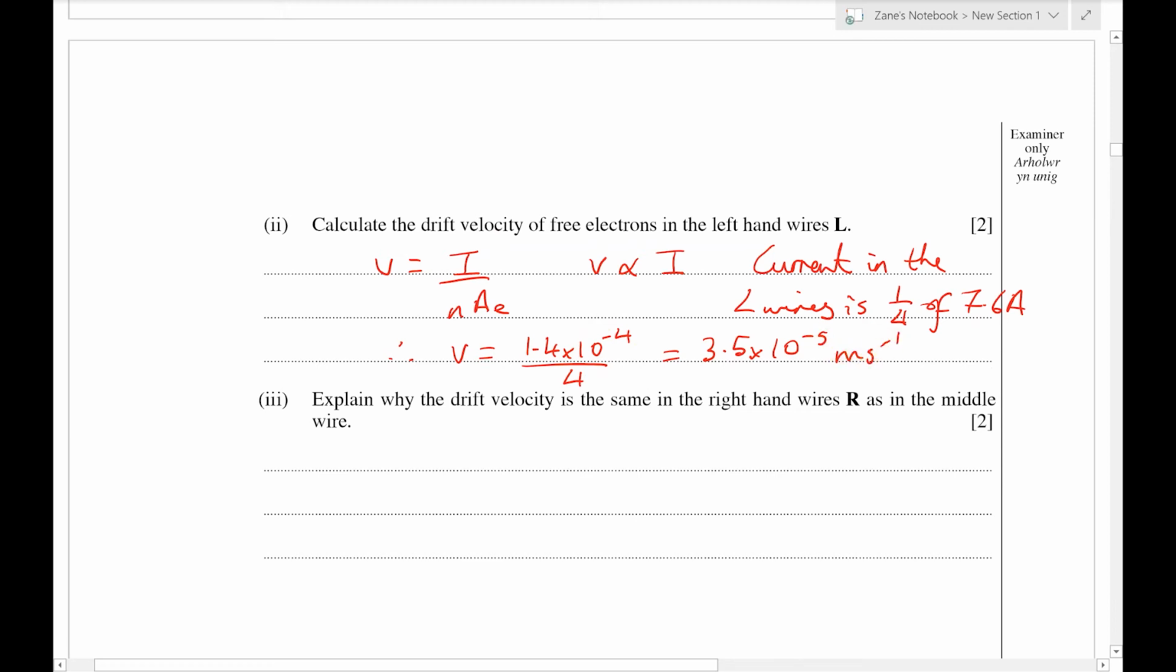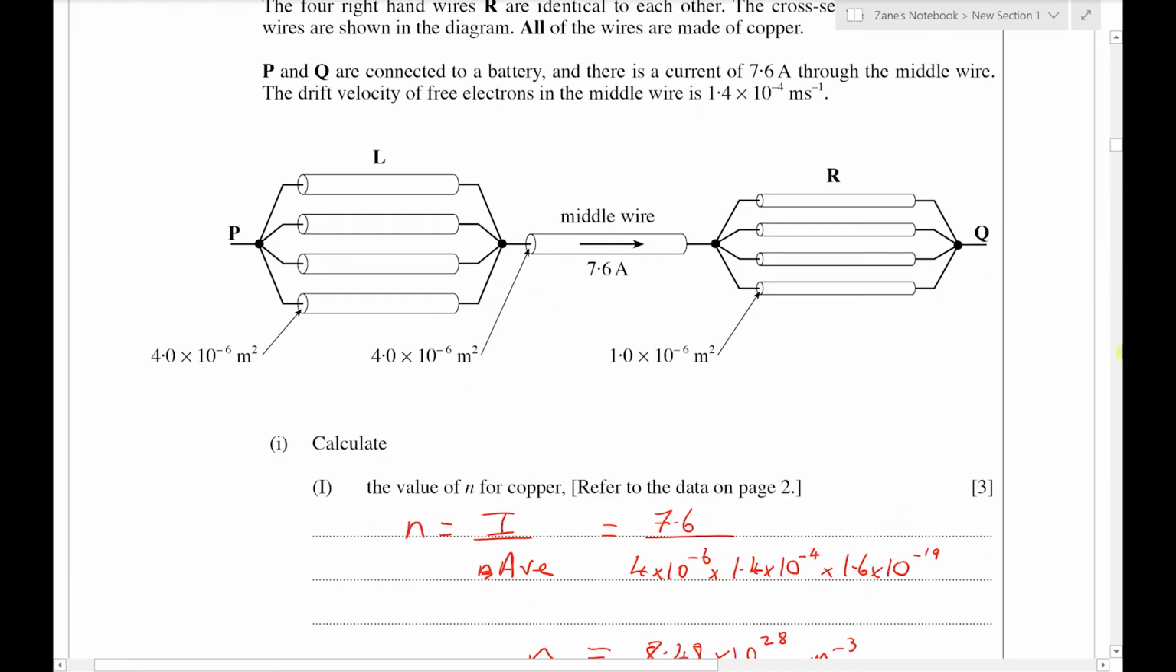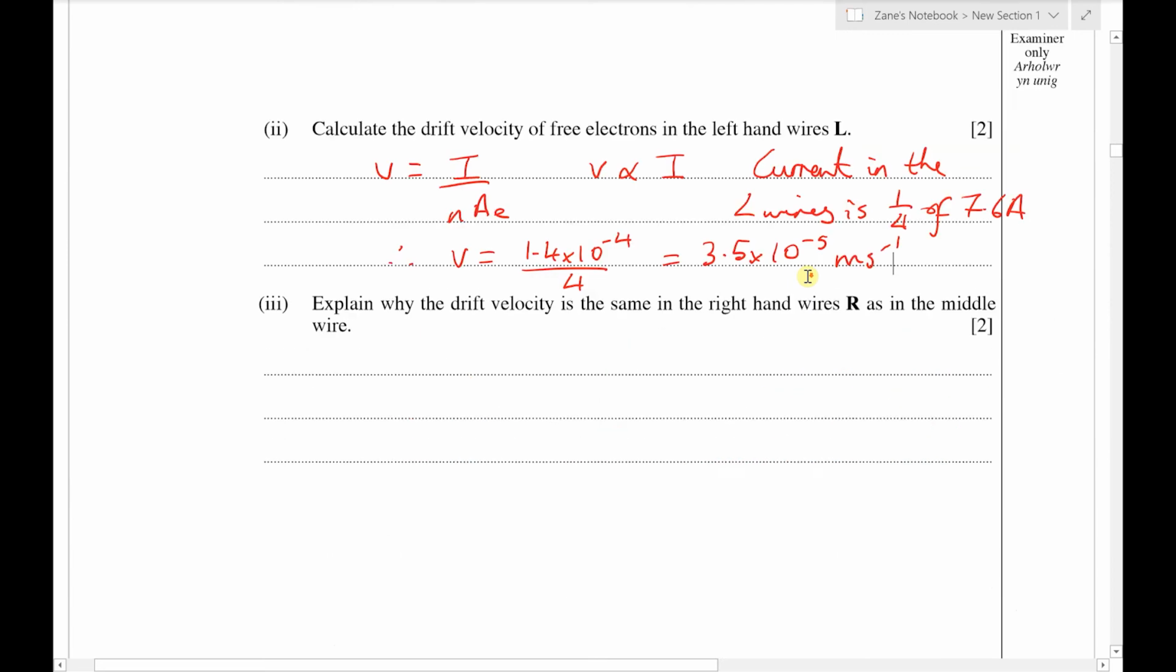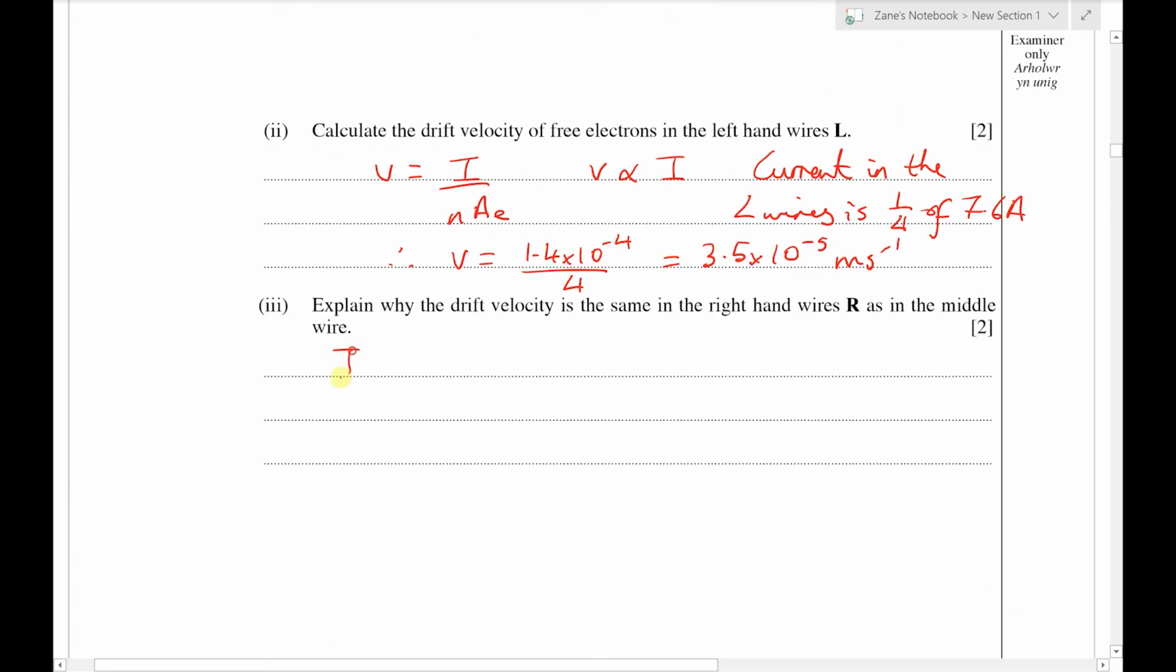For the last part of the question, we've got to explain why the drift velocity is the same in the right-hand wires as in the middle wires. Well, let's look back at the diagram. The right-hand wires have a quarter of the cross-sectional area compared to the middle wire, and they also have a quarter of the current. So let's put that down. So in R, the current is a quarter of the current in the middle. A is a quarter of the area in the middle.